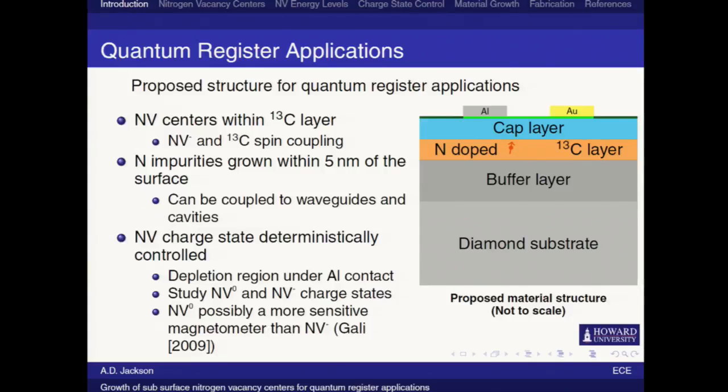Because we can deterministically control the charge state of these nitrogen vacancy centers, we can study the neutral vacancy and the negatively charged vacancy. It has actually been proposed that the neutral vacancy is an even more sensitive magnetic detector than the negatively charged one. So it would be interesting if we could get some data that supports that hypothesis.